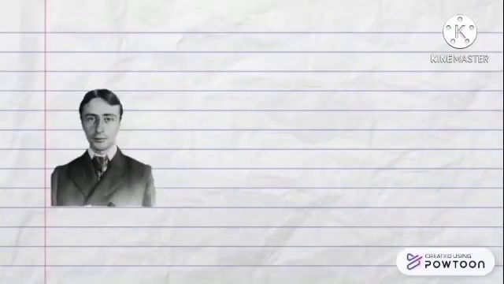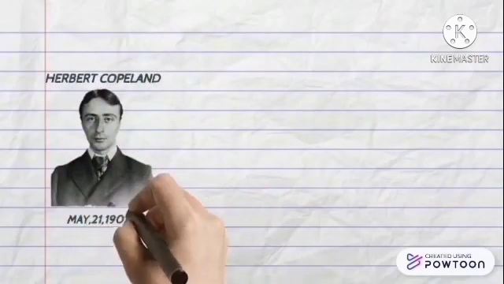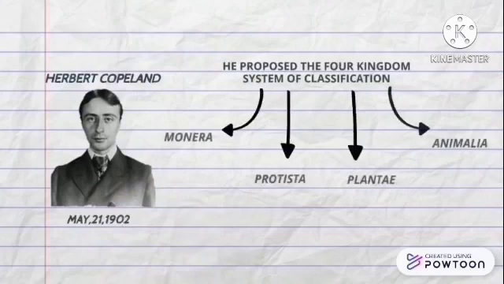After Chatton's new discovery, a new kingdom emerged as a particular biologist was also hooked by the classification system, named Herbert Copeland. Herbert Copeland, born on May 21, 1902, was an American biologist who contributed to the addition of the Monera kingdom in the classification system.